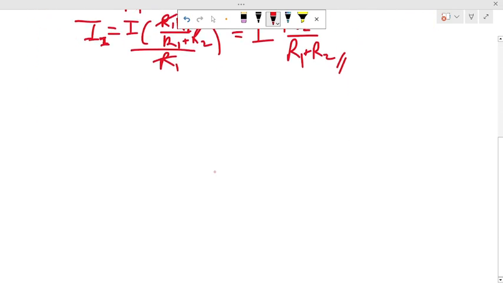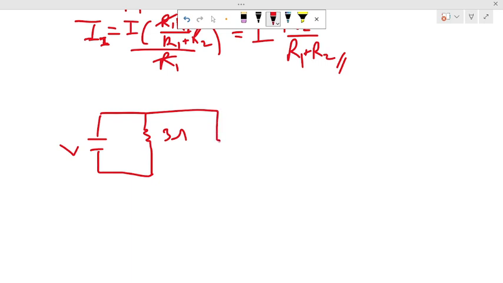Now let's move on to a question. Now say we have the voltage that we know to be V, and the resistor 1 to be 3 ohm, and the resistor 2 to be 2 ohm, and the total current to be 10 ampere.